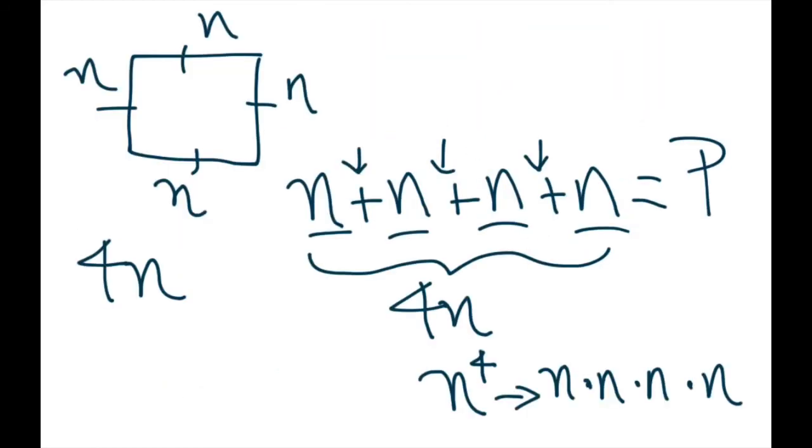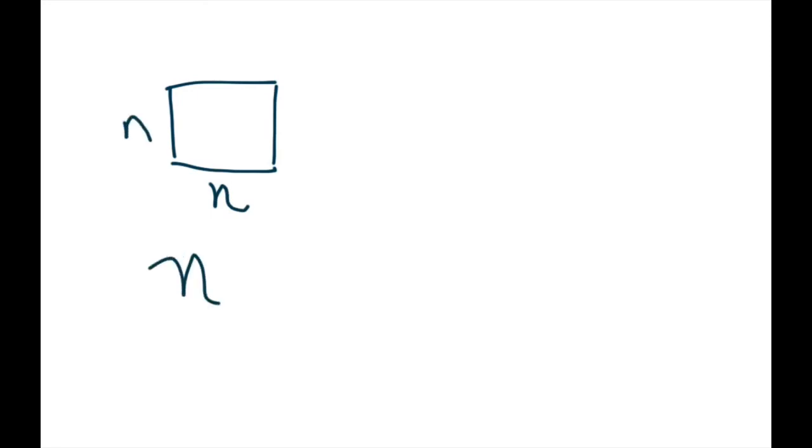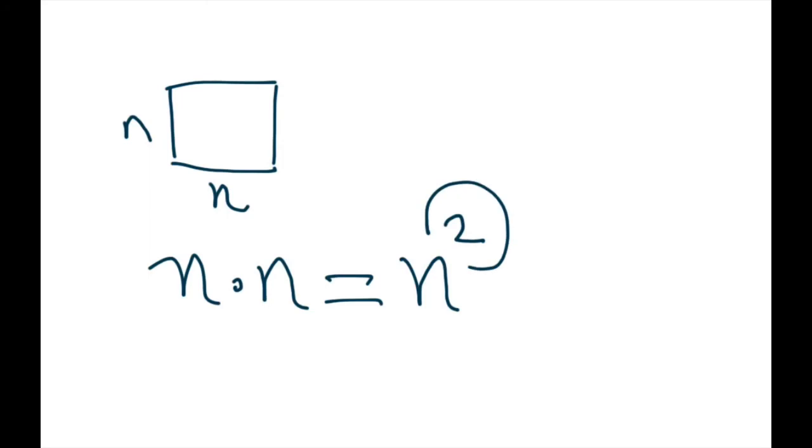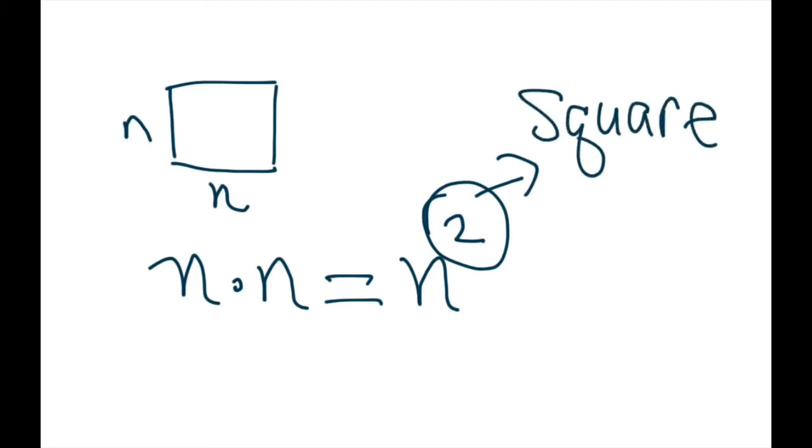Moving on. When I have a square and I multiply these two together, n times n gives me n squared. This 2 means I am squaring. Why is it 2 and not 4? Because I have 2 dimensions that I am multiplying together.